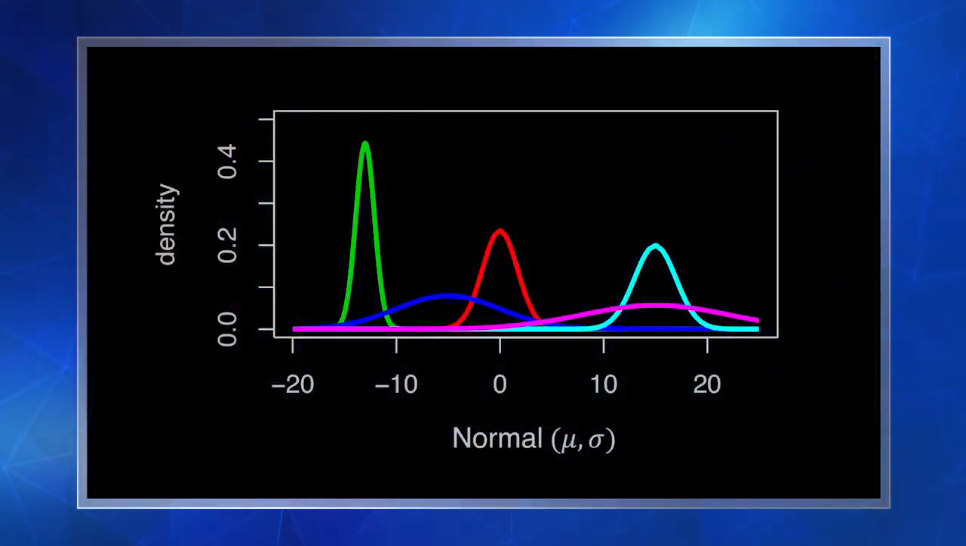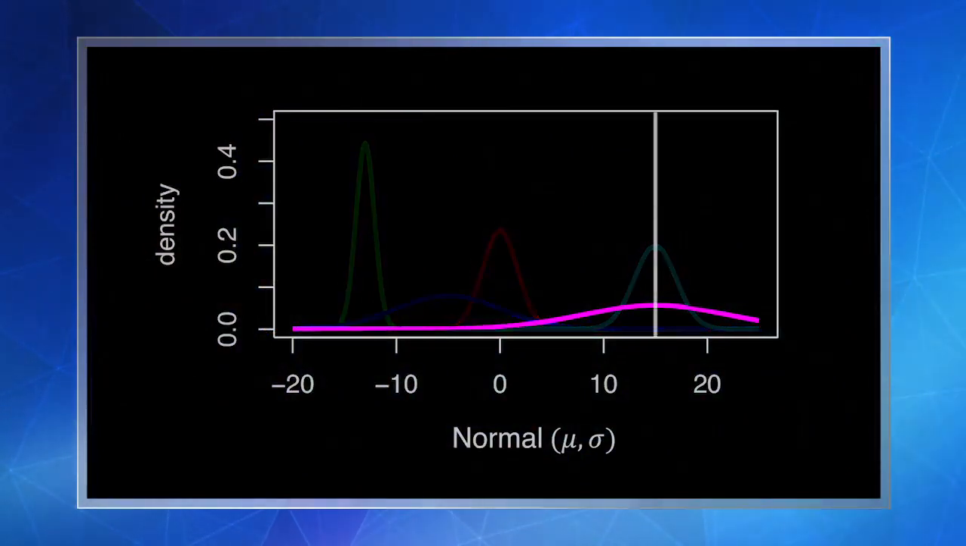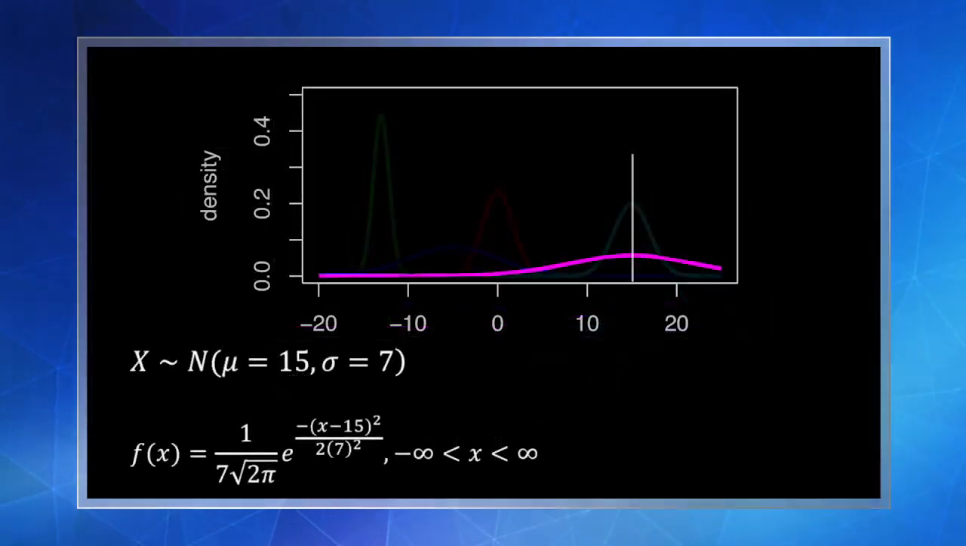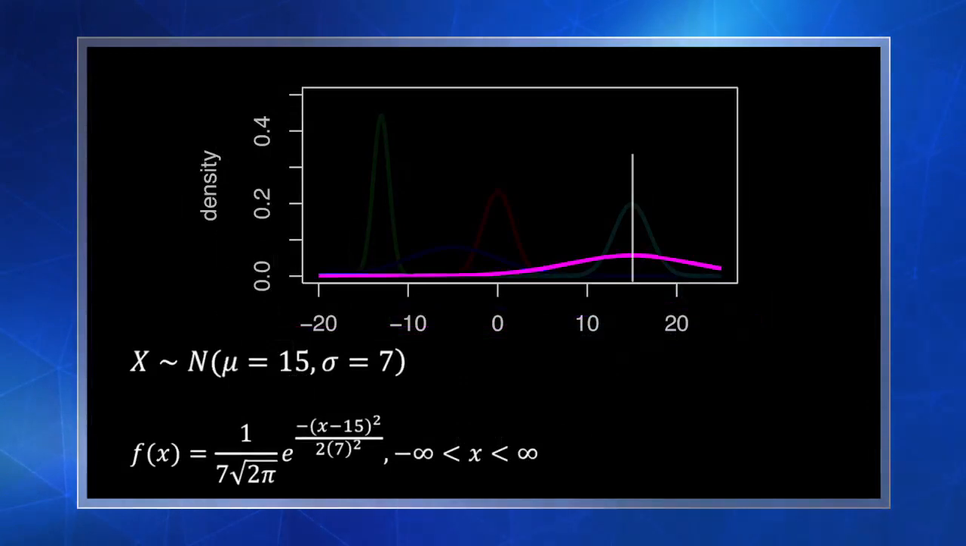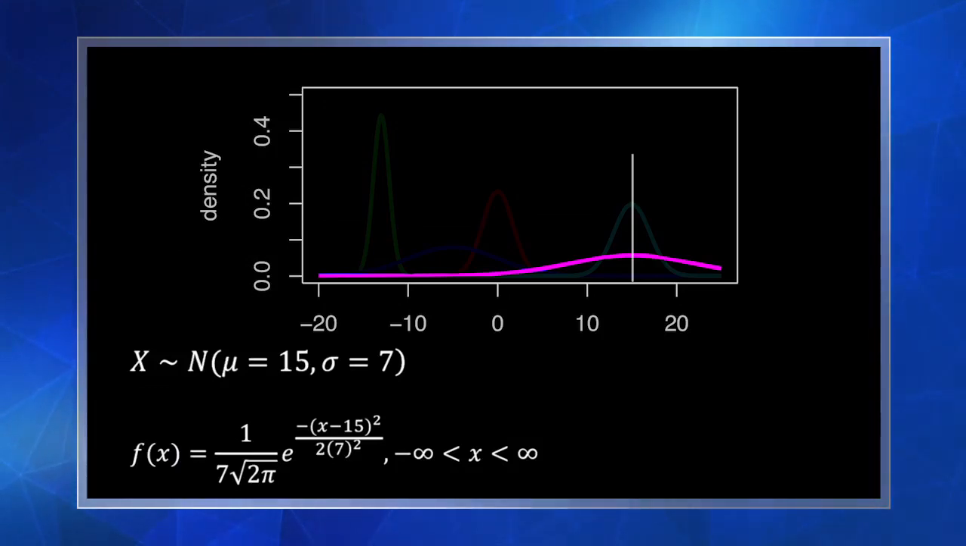So look closely at two of these curves. Here's one with a mean of 15 and a standard deviation of 7. If we plug those values into our PDF, right? So plug in 15 for mu, plug in a standard deviation of 7, and what do you get for that? That is what the shape of that curve is.